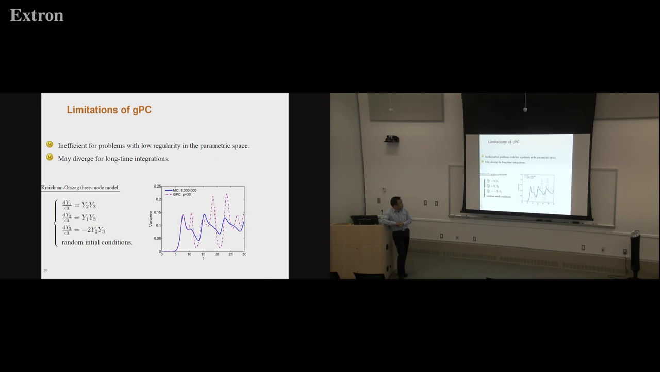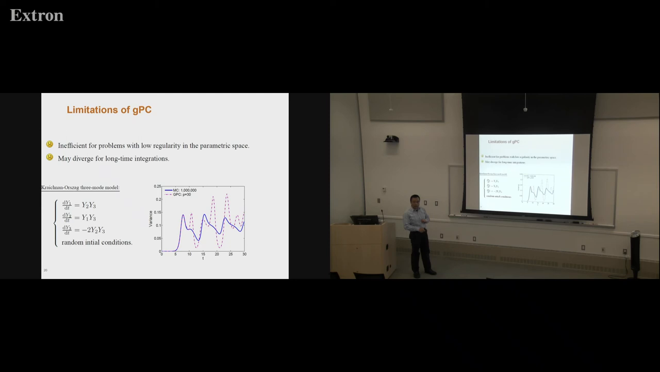This is the so-called Orszag problem. Orszag created this model to show that polynomial chaos doesn't work for this problem. It's a very simple dynamical system with three variables, y1, y2, y3. The blue color is the Monte Carlo, and the pink color represents polynomial chaos of order p equal to three, a very high order. In the early time it matches, but at later times you see the polynomial chaos result deviate from the Monte Carlo simulations.